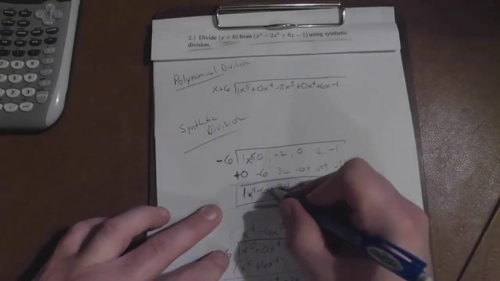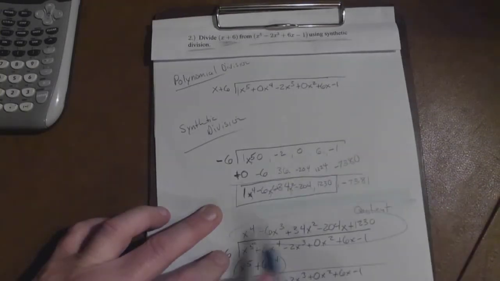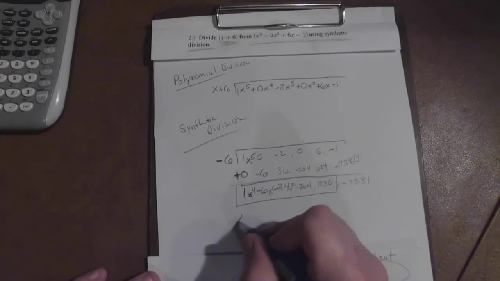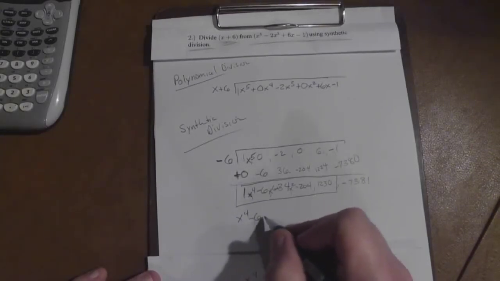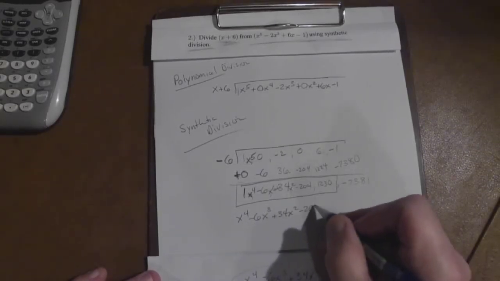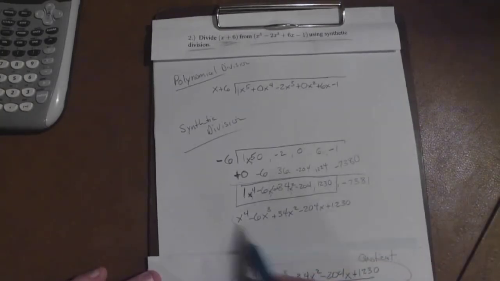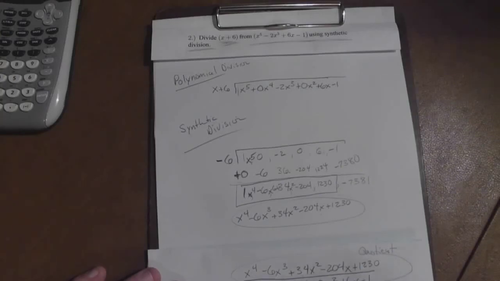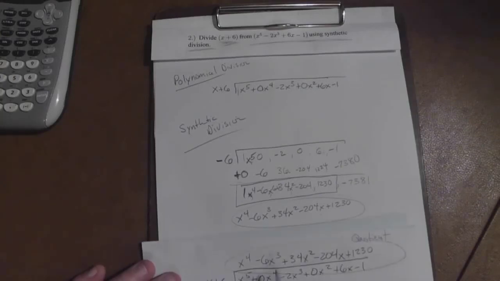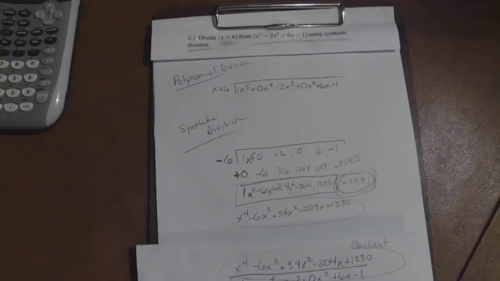The quotient is going to begin at a quantity of x to the 4th power, minus 6x, and then we just continue on here, reducing by powers of 2, plus 34x squared, and so forth. This does produce the answer x to the 4th minus 6x cubed plus 34x squared minus 204x plus 1,230. This does become our new quotient, right? Or the quotient that we had found using this polynomial long division.